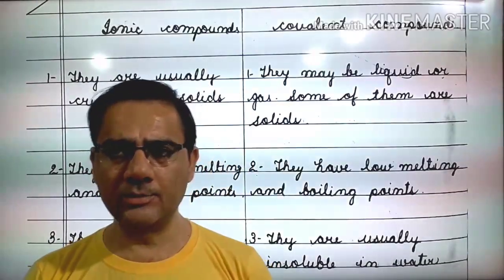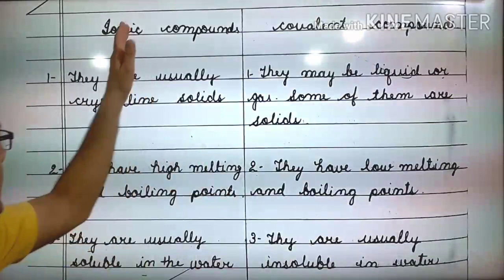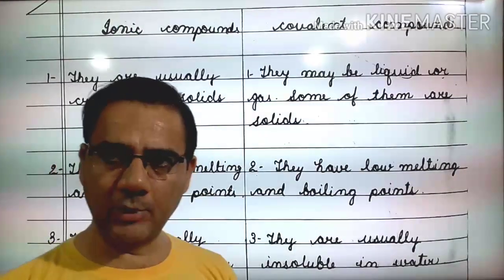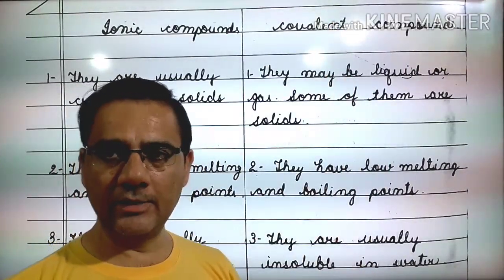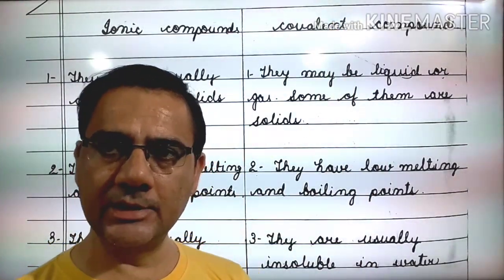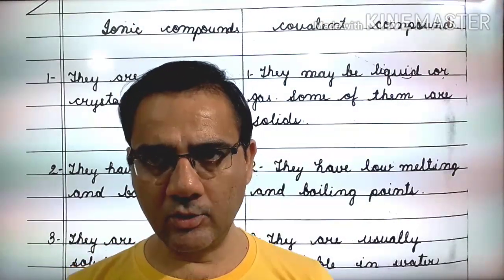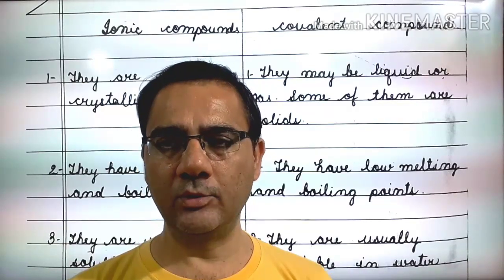If a question comes, what are the properties of ionic compounds? So you can write all these 5 points on this side. And if a question comes, write the properties of covalent compounds, then you can write all these 5 points. And if the question comes, write the differences between the ionic compound and covalent compound, then you can draw the table this way, and you can differentiate the ionic and covalent compound.